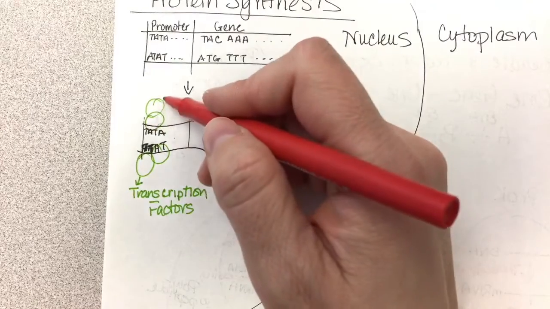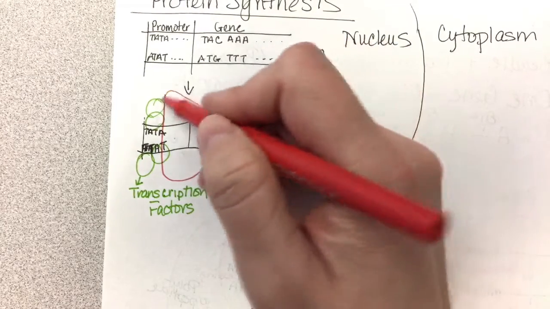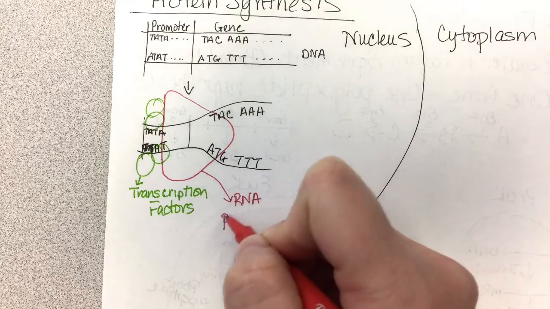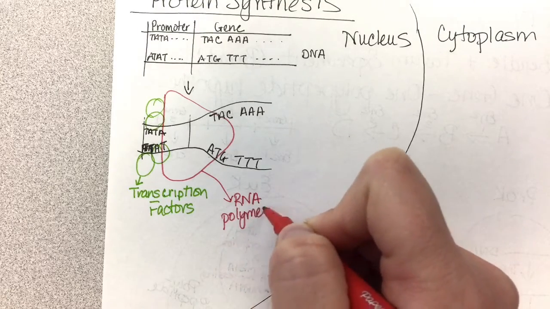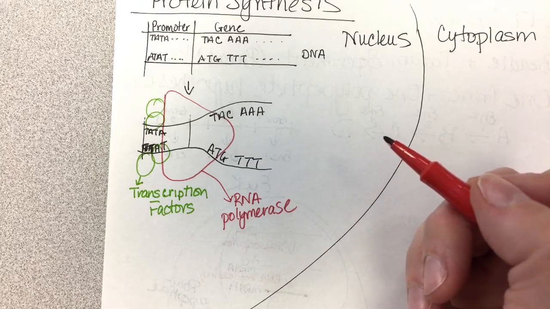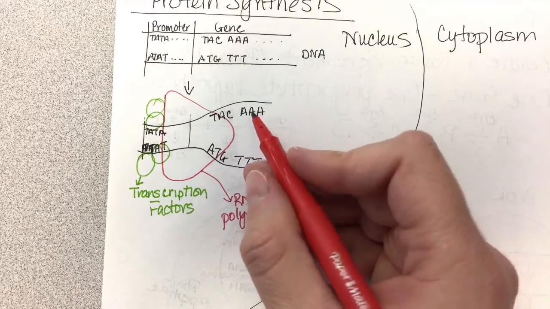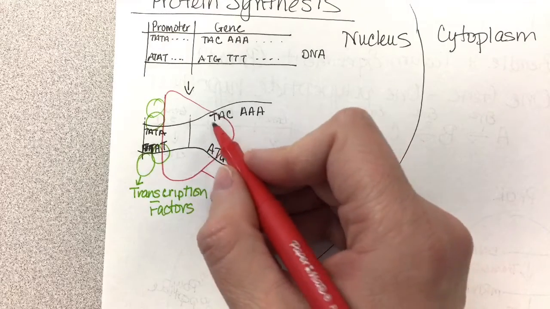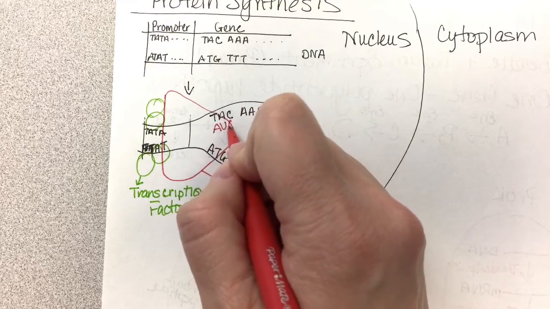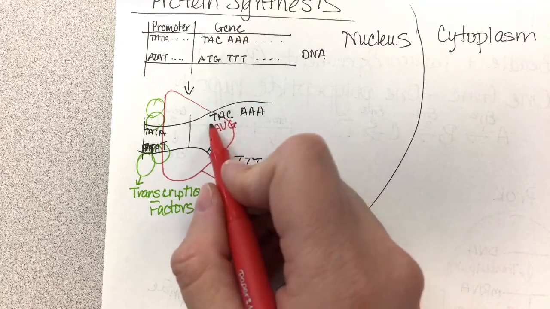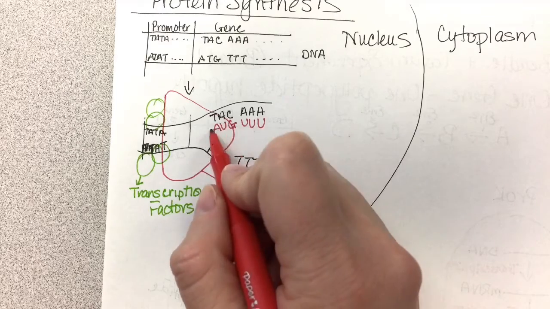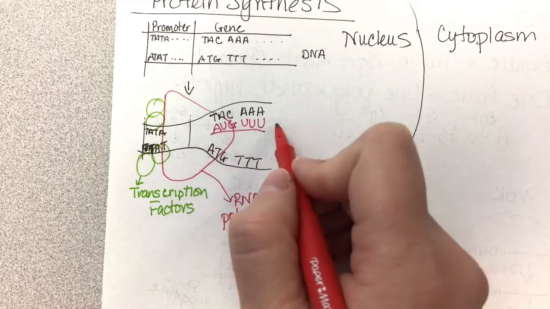So let's do a different color here. Here's RNA polymerase. And RNA polymerase is going to use just one side of the DNA. So let's say we're going to use the top side. So then it's going to move along and add the RNA nucleotides. So we're going to have A, U, G. All right, that's the first one. Then U, and so on. So you're going to build that second strand.